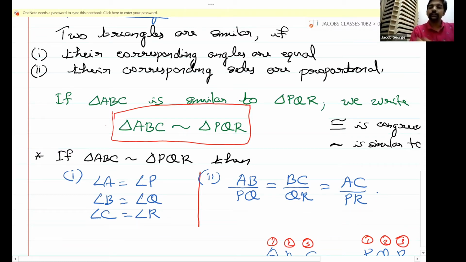So this sign is for similar to. On the other hand, congruency has an equal-to sign also. Triangle ABC is similar to triangle PQR means their corresponding angles are equal, which means angle A is equal to angle P, angle B is equal to angle Q, and angle C is equal to angle R. Similarly, we can write AB by PQ is equal to BC by QR is equal to AC by PR. Okay, so I hope all of you understood this concept.